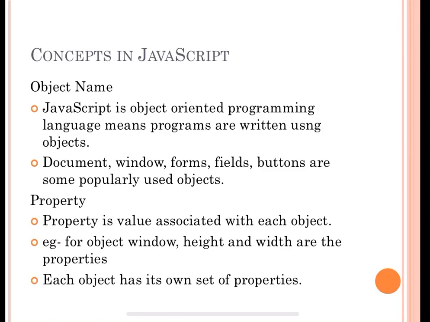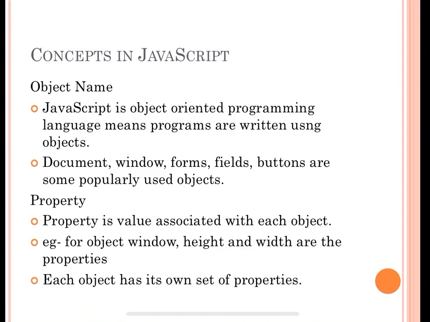Since JavaScript is an object oriented programming language, the programs are written using objects. An object is nothing but an entity, and an object can be identified either by its ID or by its name. Okay, so document, window, form, fields are some popularly used objects.